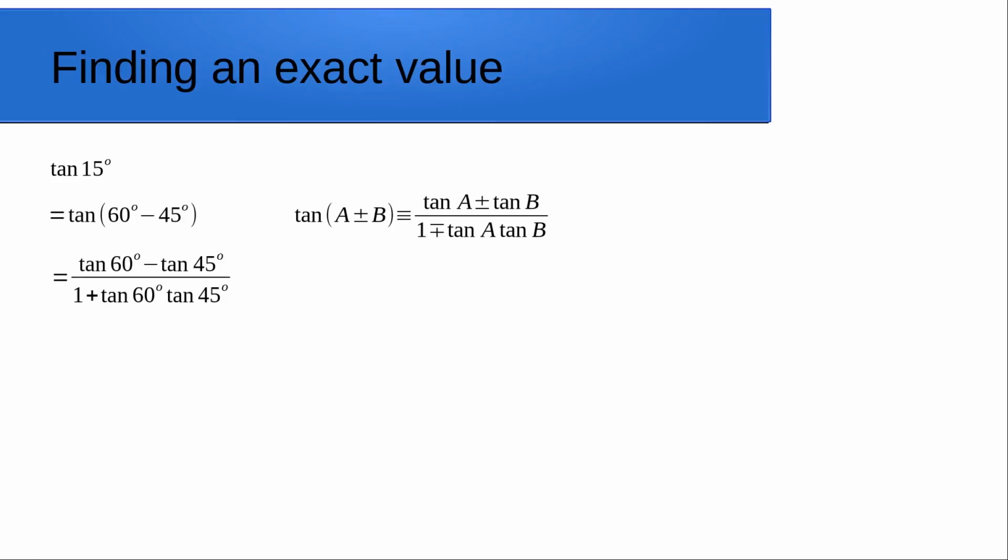So when we've got those angles there, we can put them in. We know these answers and we can just substitute for them, and we get root 3 minus 1 over 1 plus root 3. Obviously that's not in the correct form that we want, so if we multiply the top and bottom by 1 minus root 3, we get 2 minus root 3 for that exact value.